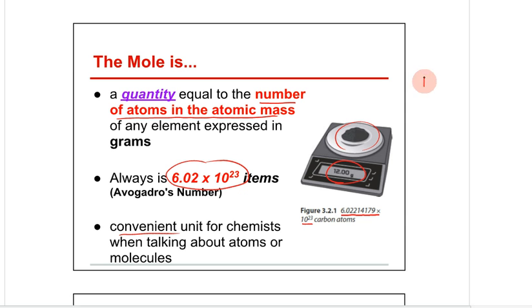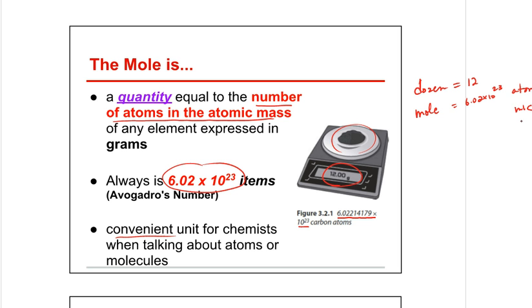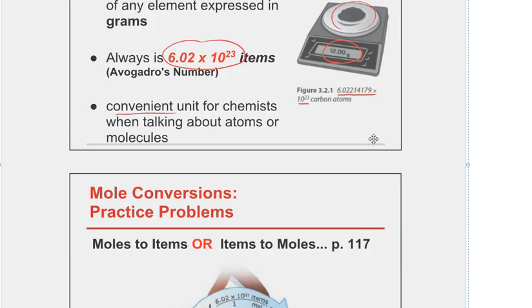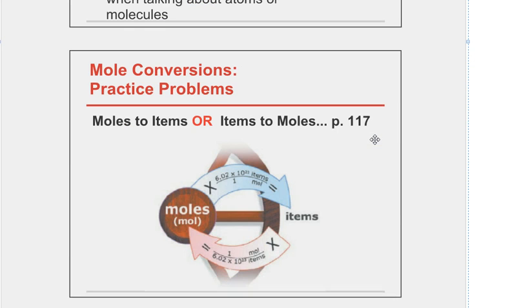The analogy that the textbook talks about: if I say the word dozen, in my brain I automatically go 12. If you say the word mole in chemistry, you go to 6.02 times 10 to the 23rd. And usually we're talking about atoms. You could be talking about molecules, or ultimately you could be talking about anything else. So let's go into converting with this.